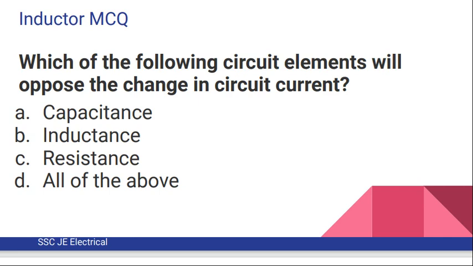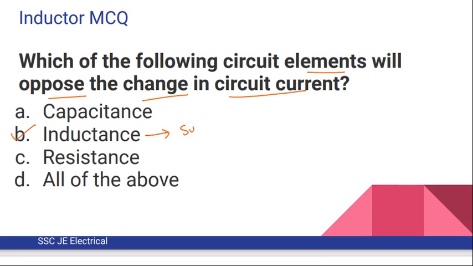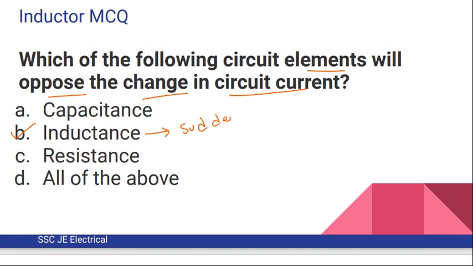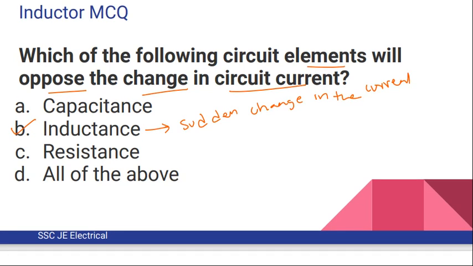Which of the following circuit elements will oppose the change in the circuit current? That is the inductance. Inductor doesn't allow the sudden change in the current. We know this. So this is the appropriate one. Inductance is the correct answer.